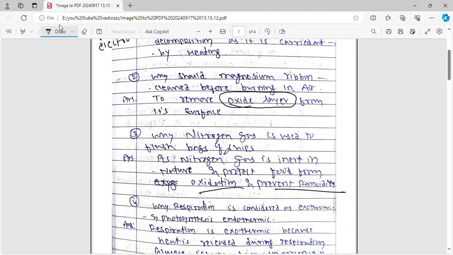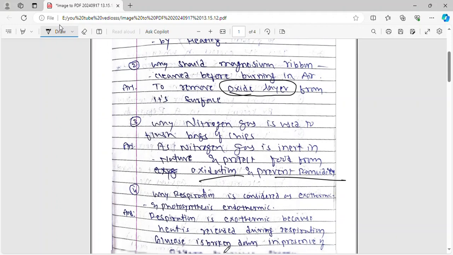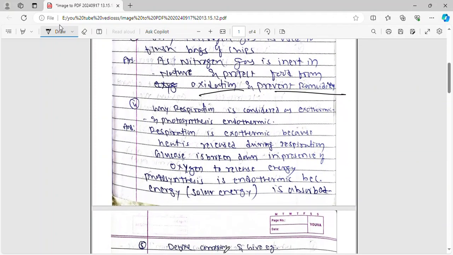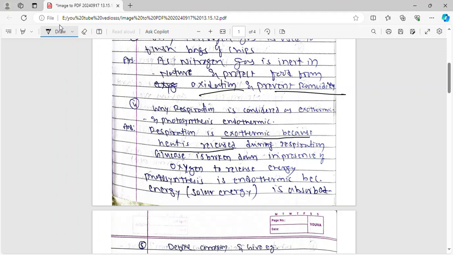Okay, the next question. Why is respiration considered exothermic and photosynthesis considered endothermic? Simple. Respiration is considered exothermic because heat is liberated. During respiration, heat is liberated, that is, glucose is broken down in the presence of oxygen to release energy. But photosynthesis is endothermic because heat is absorbed, meaning solar energy is absorbed, you know that.